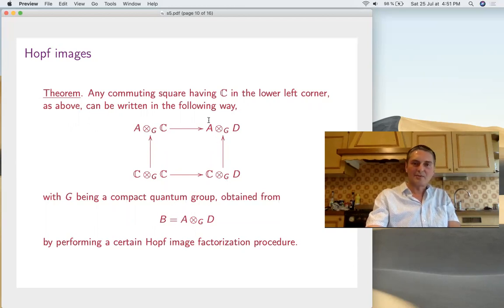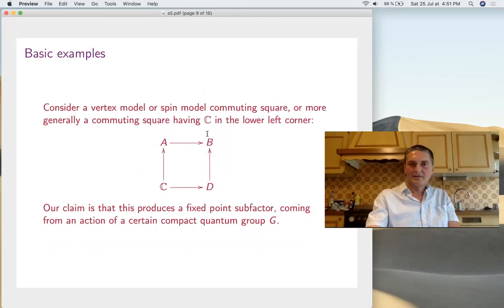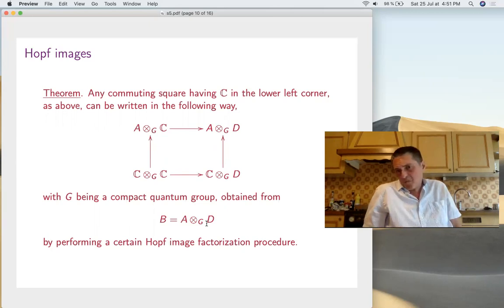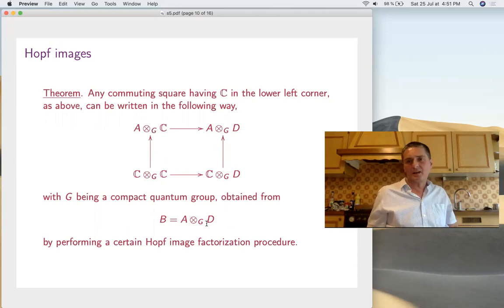The algebra, which was B here, let's go back. You see, this B here must be written in this form. And this can be done with standard tools, via modding out by a certain ideal. I mean, it's a so-called Hopf image factorization procedure. We'll be back to examples later. This is a bit abstract now.